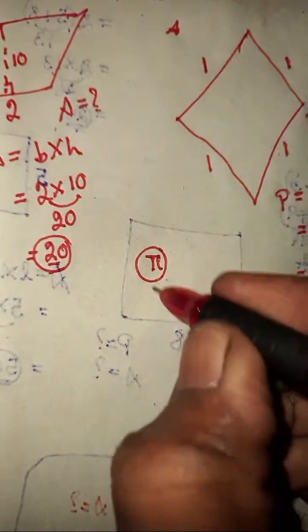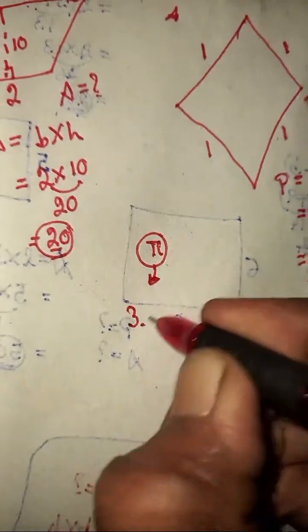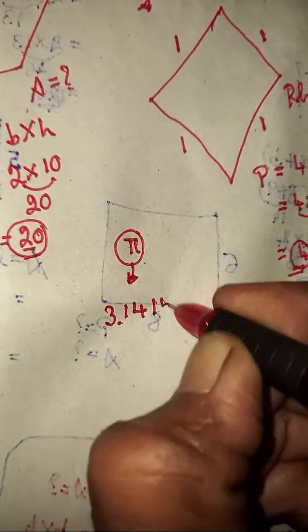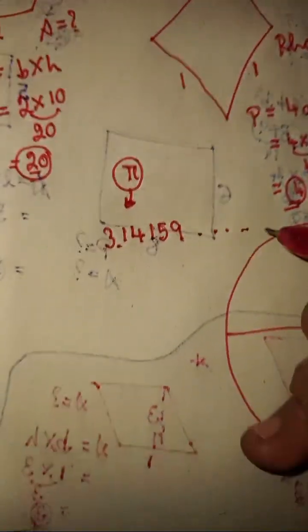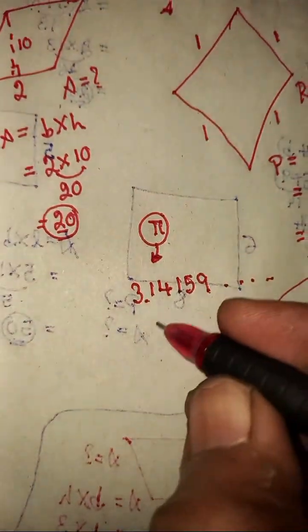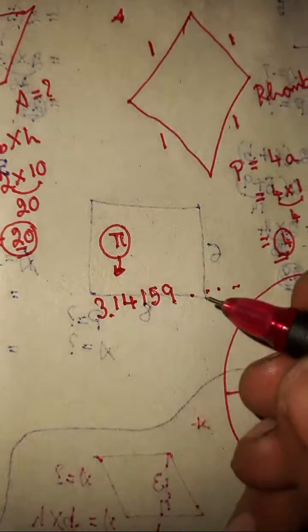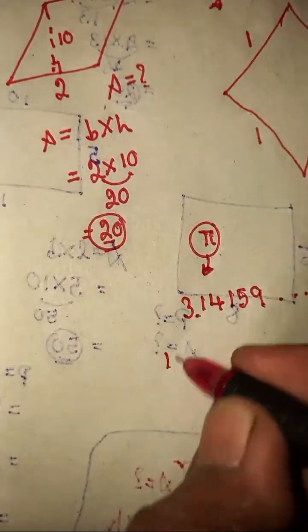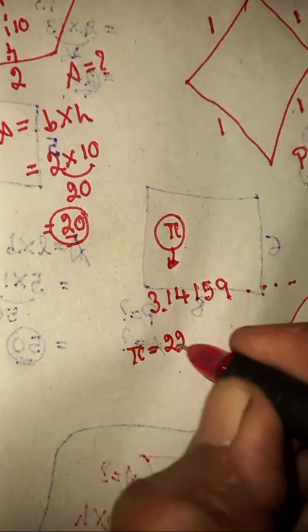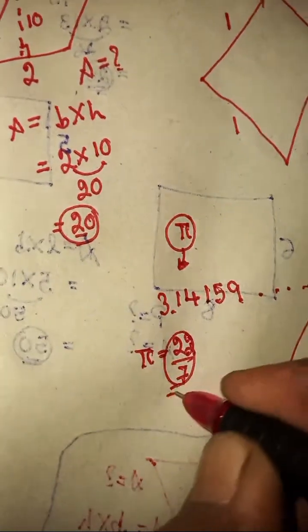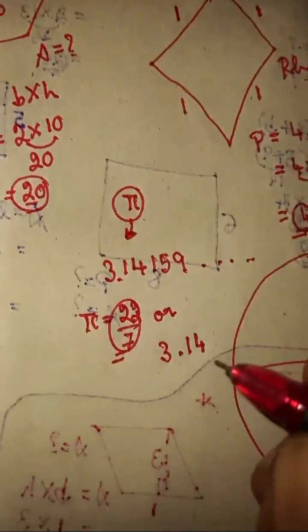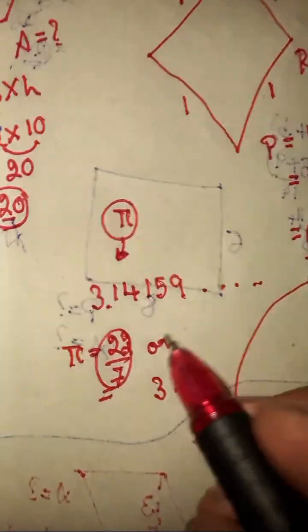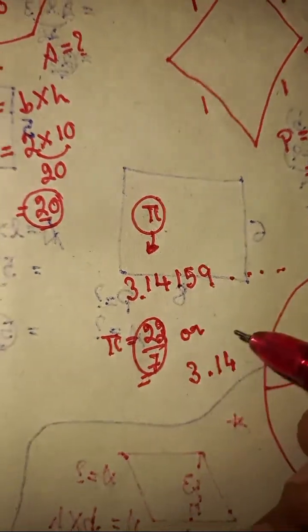It comes to millions of digits, that is 3.14159, like this it keeps on continuing after millions and millions of digits. But here for our calculation we take pi as equal to 22 by 7, or we use it as 3.14.